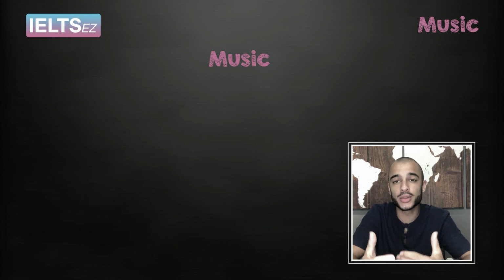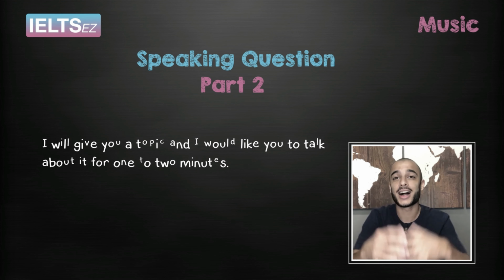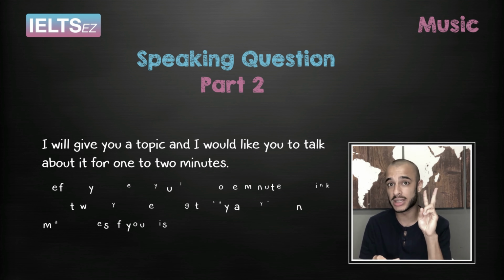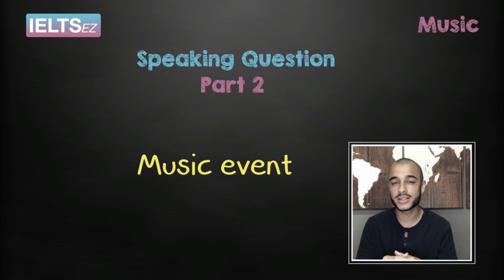So, with all these words that we studied today, how about we put some of them into context by giving a part 2 speaking question for someone to answer. Here is our special guest today. I will give you a topic and I would like you to talk about it for 1 to 2 minutes. Before you speak, you'll have 1 minute to think about what you're going to say, and you can make notes if you wish. I'd like you to talk about a music event you enjoyed. Here is the cue card.